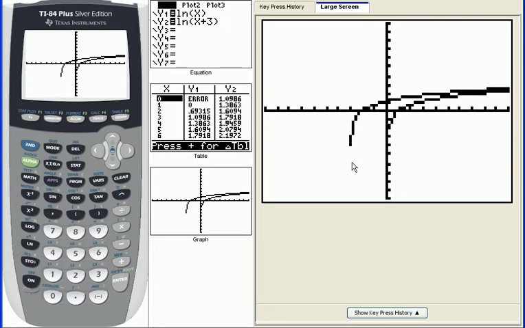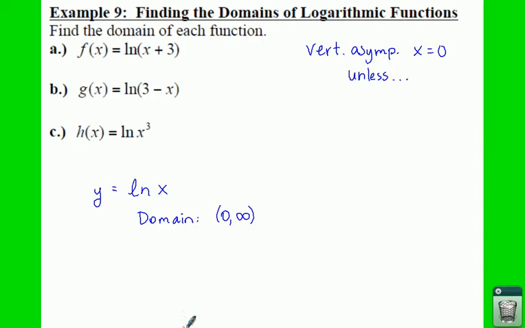Now this graph stopped here. It's only because the resolution of your calculator doesn't let it go on, but this does keep going down, down, down. So in this case, your vertical asymptote shifts to the left 3, which means that your domain is going to be from negative 3, not including it, to infinity.